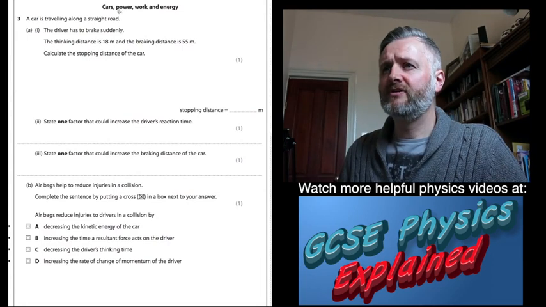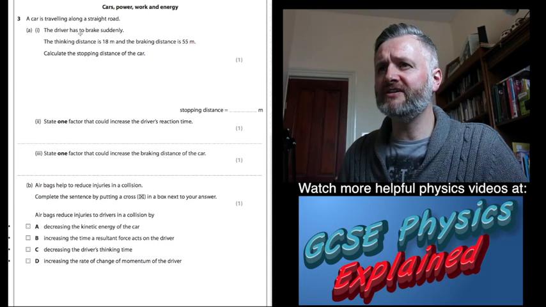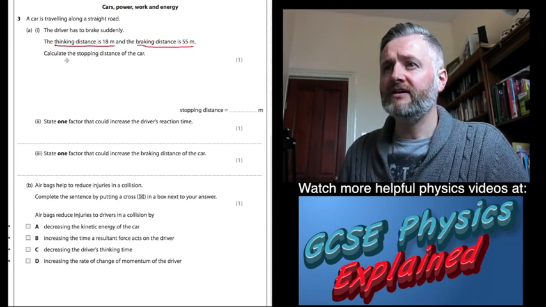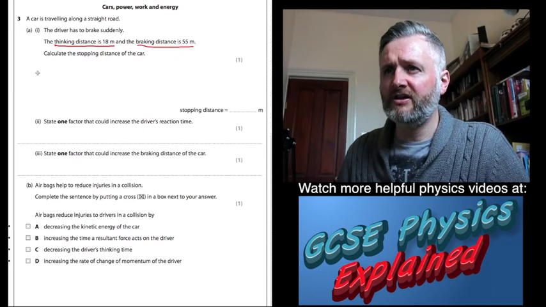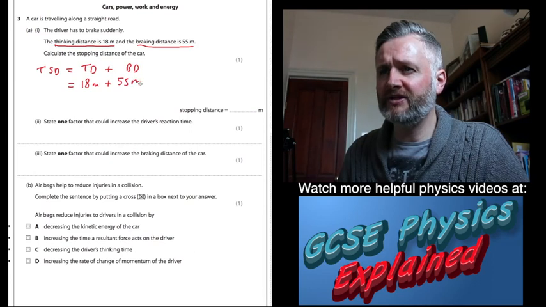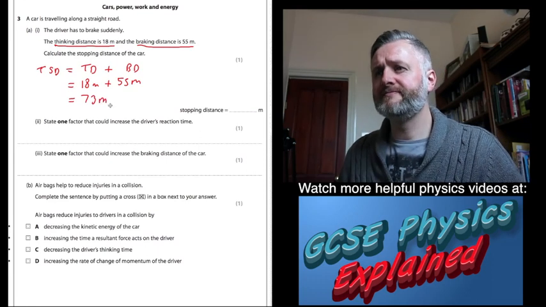Number 3. Cars, power, work and energy. A car is travelling along a straight road. The driver has to brake suddenly. The thinking distance is 18 metres and the braking distance is 55. Calculate the stopping distance of the car. Total stopping distance equals thinking distance plus braking distance. So the thinking distance was 18 metres and the braking distance is 55 metres. So that comes out as 73 metres.